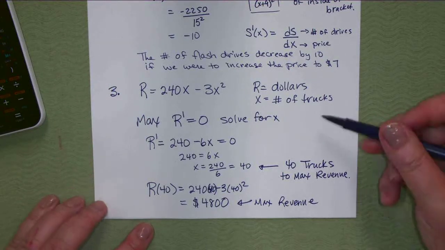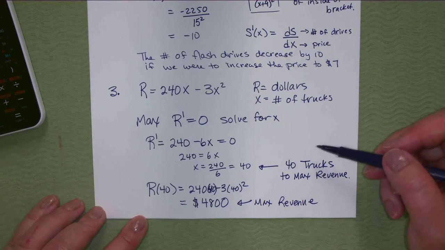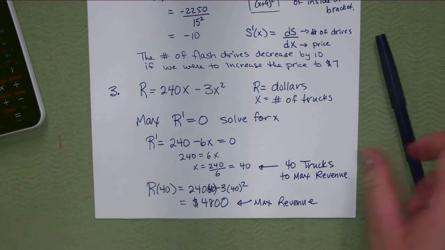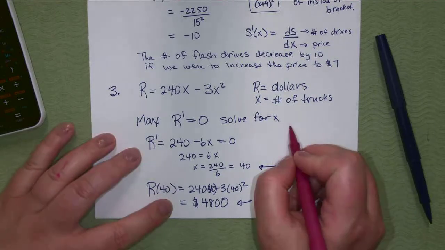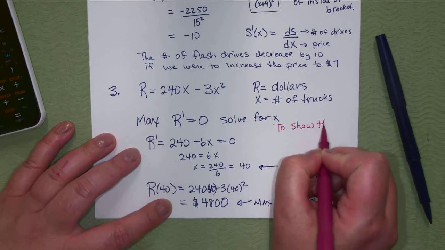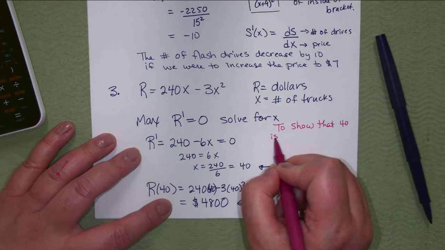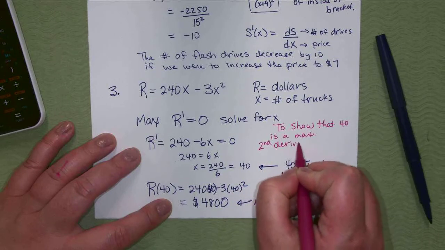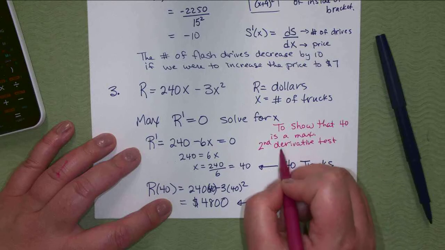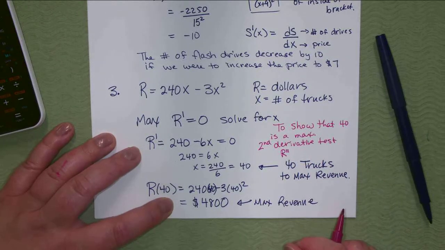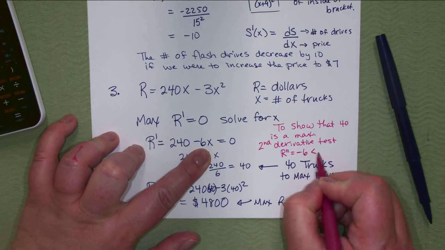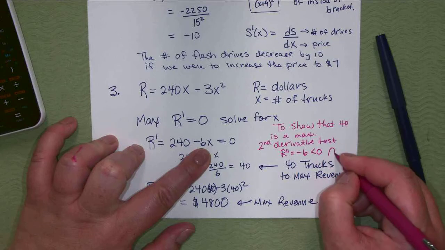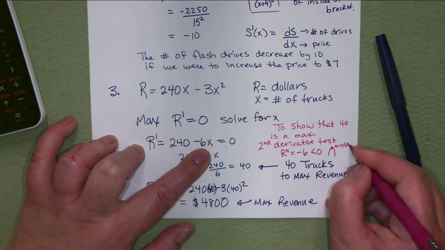Now, what if I asked you to show that that is, in fact, a maximum? Yeah, what do we do to show that that's a maximum? We can use the second derivative test, which says what? Take the second derivative, just minus 6, and if that's less than 0, then that means it's a parabola this way, and it's a maximum. So that's what the second derivative test tells us.